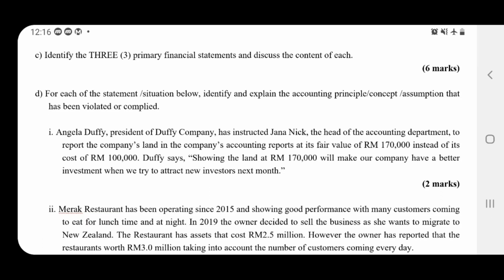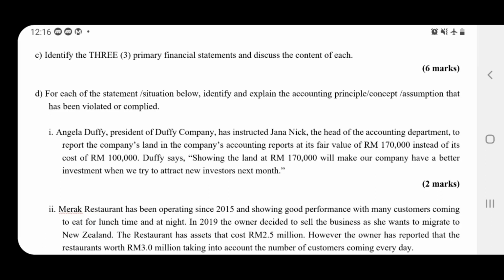Okay, the second primary financial statement is the balance sheet. Remember, a balance sheet shows the financial condition of a business. The balance sheet contains a list of assets, liabilities, and owner's equity of a business.